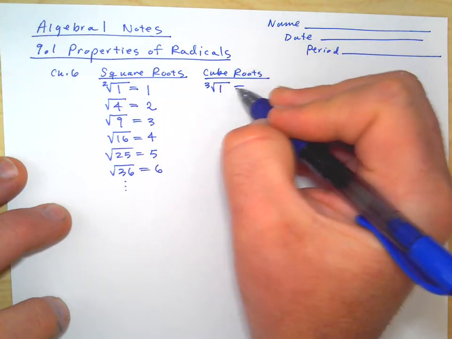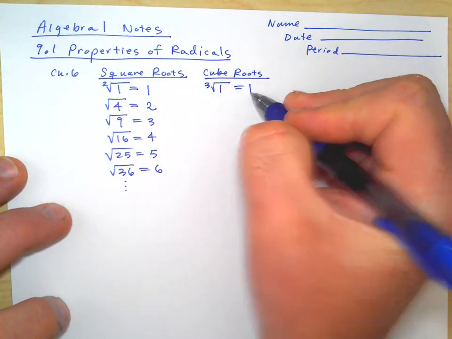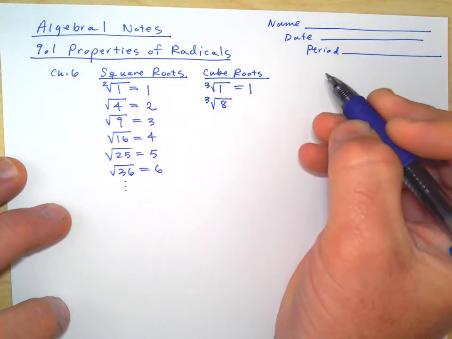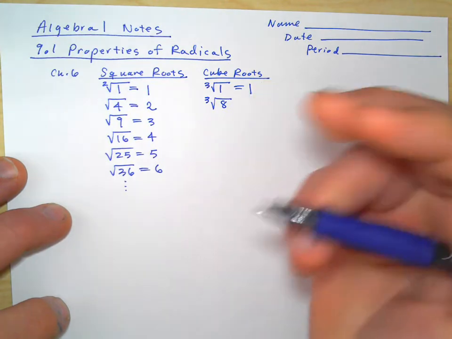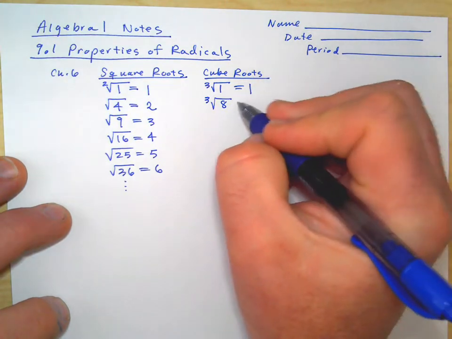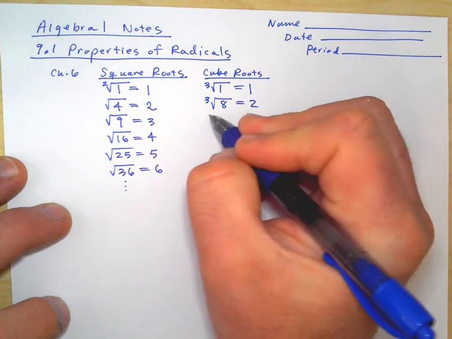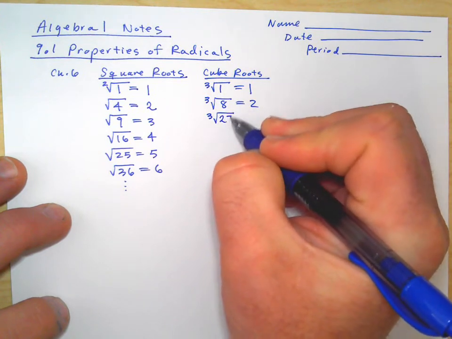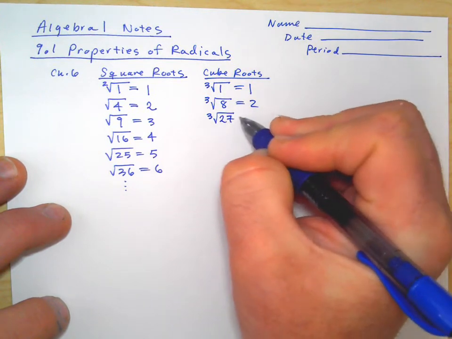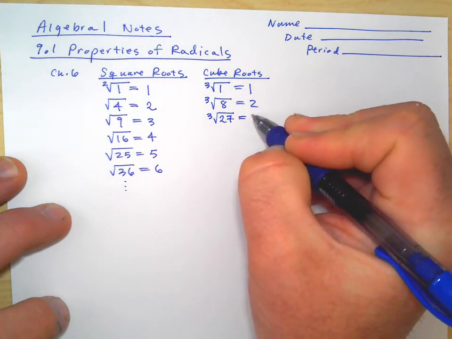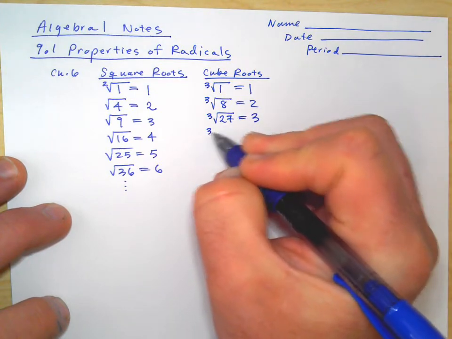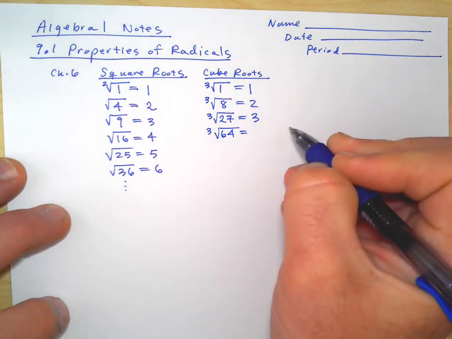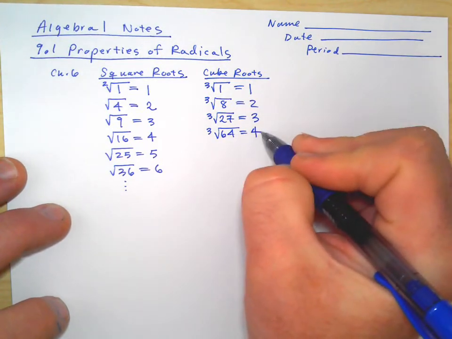So what times what times what is 1? 1. The next nice one would be 8. Next perfect cube. 2 times 2 times 2 is 8. 2 cubed is 8. The cube root of 8 is 2. Cube root of the next one would be 27. 3 cubed is 27. Cube root of 27 is 3. Next one is 64. 4 times 4 times 4 is 64. Cube root of 64 is 4.